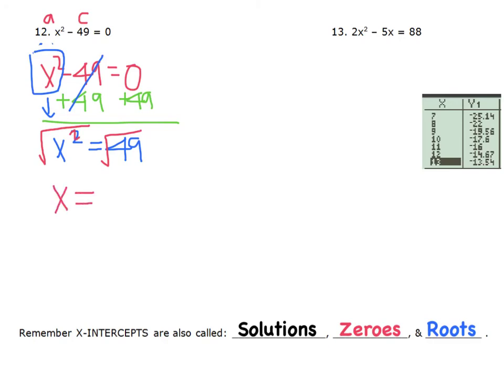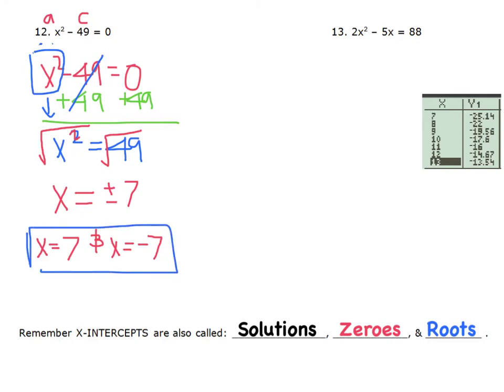When I take the square root of a positive number, I know I have two solutions. One's positive, one's negative. Square root of 49 is 7. So in other words, the answer is x equals 7 and x equals negative 7. Okay? So notice you could have done it the other way, though, as well, and we still would have gotten the same answer. Number 13, 2x squared minus 5x equals 88.